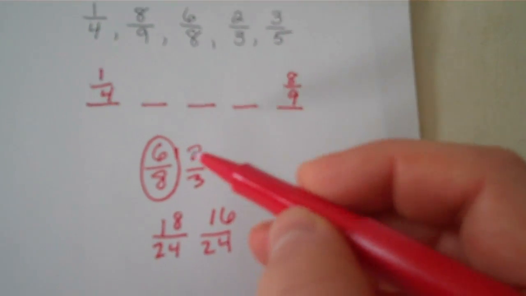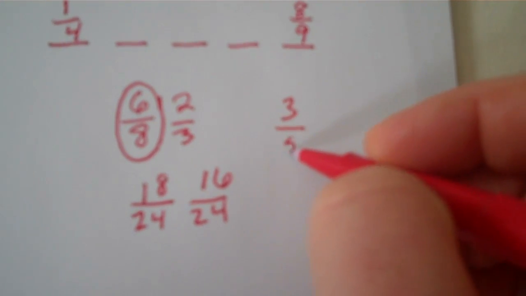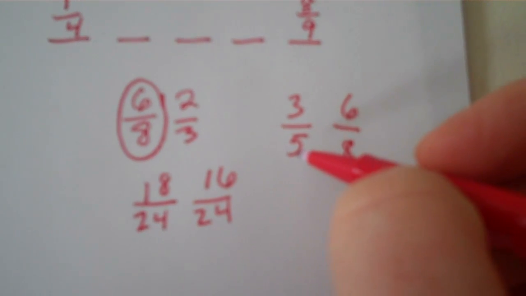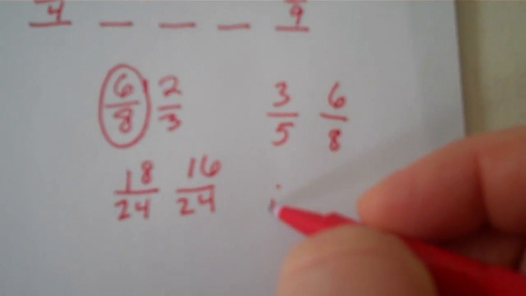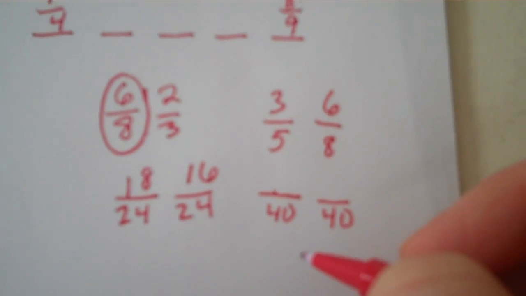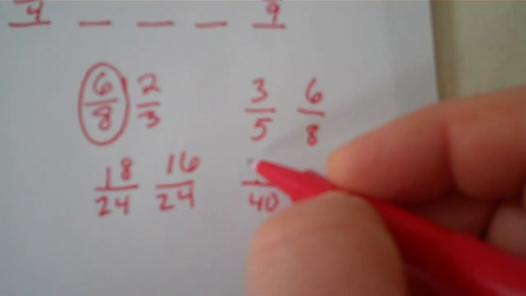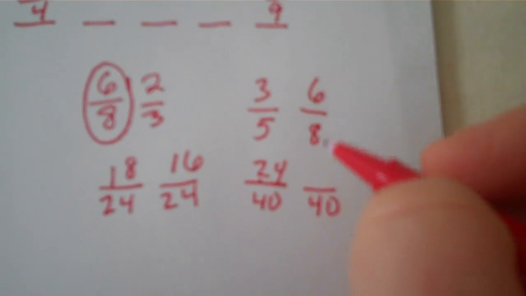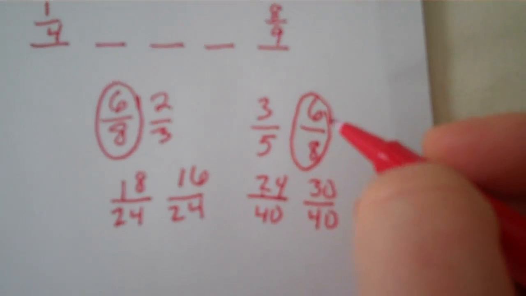Now I need to know where 3/5 fits in there. Let's try 3/5 versus 6/8. What's a common denominator for fifths and eighths? 40 is a good one. It's a multiple of both 5 and 8. 5 times 8 is 40. 3 times 8 is 24. 8 times 5 is 40. So 6 times 5 is 30. So again, 6/8 is bigger.